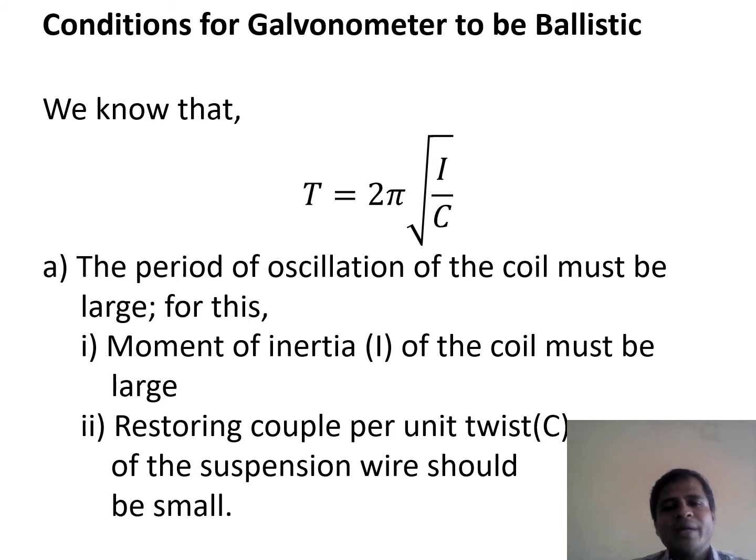For T to be large, the moment of inertia of the coil should be large, because in this expression T is directly proportional to I. Secondly, the restoring couple per unit twist C of the suspension wire should be small, because T is inversely proportional to C.